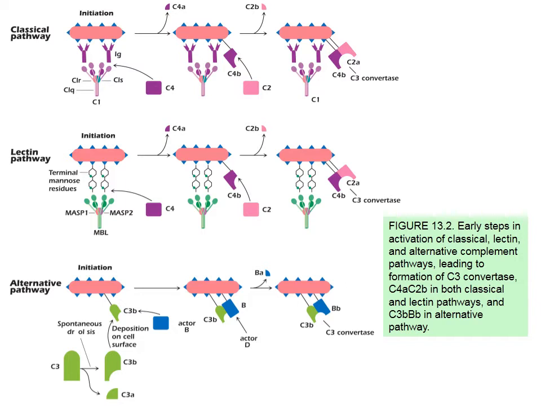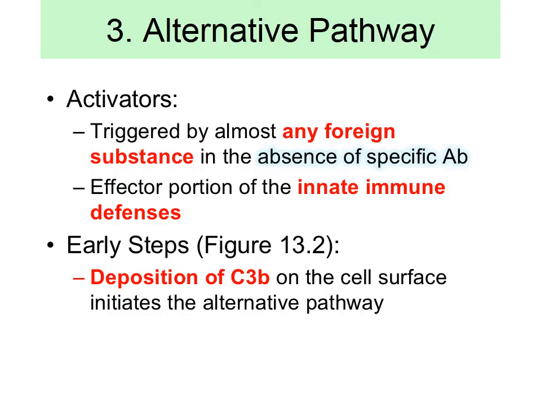Now, let's talk about the alternative pathway again. As usual, we need to know how this pathway is activated. Very important question for each and every pathway, and it's going to come over and over again. Remember that the first two pathways are initiated in the presence of a specific antibody, whereas this pathway is activated by almost any foreign substance in the absence of specific antibody. So that's the most important differentiating point.